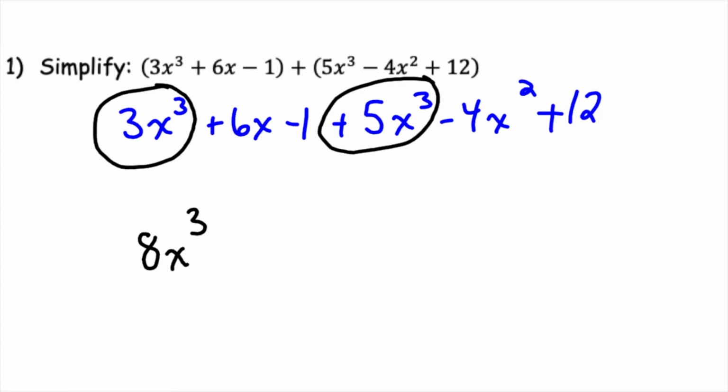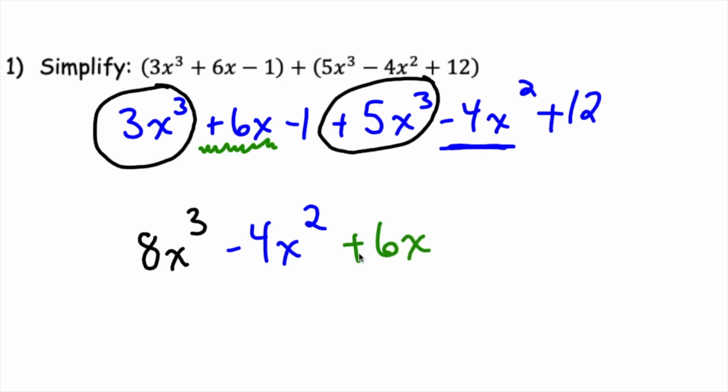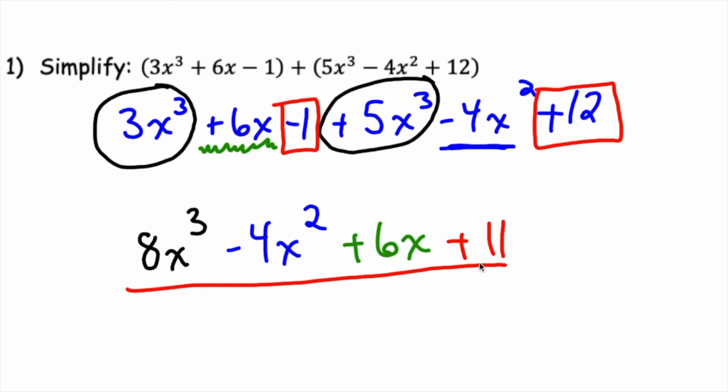Then we go down to our x squared. Well, this x squared right here is the only x squared term, so I'm just going to bring that down, minus 4x squared. Then we go to our x terms, and again, I have this x term right here, and that is the only x term, so I will bring that one down. That doesn't have anything to combine with it. And the last one, I have a -1 plus 12 for my last term that has no variables, which is 11. So that is your final answer there for number 1.